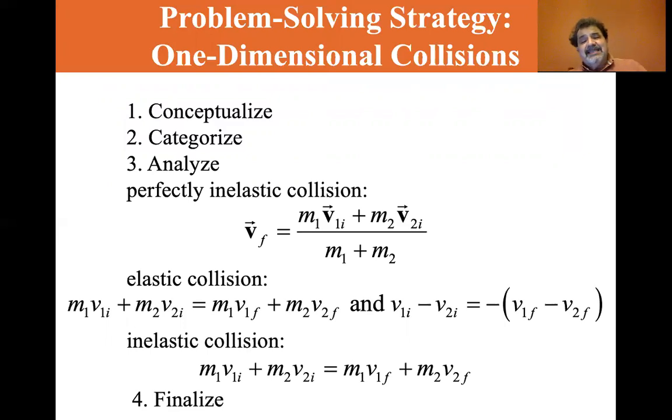In an inelastic collision, we know that M1 V1 initial plus M2 V2 initial equals M1 V1 final plus M2 V2 final, and we'll use that. I'll do some example problems to show that. And you finalize: you run your calculations and see if they make sense, if they're consistent with the mental and pictorial representations, and that the results are realistic. Okay, that ends our 9.4 discussion. Next time we'll discuss collisions in 2 dimensions.